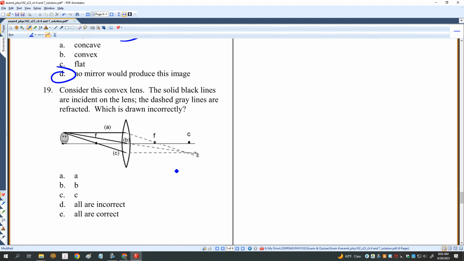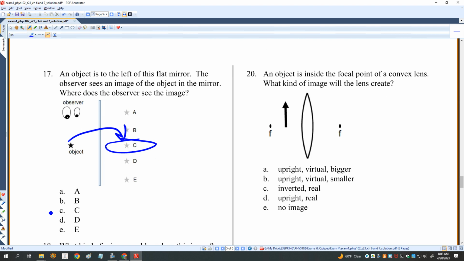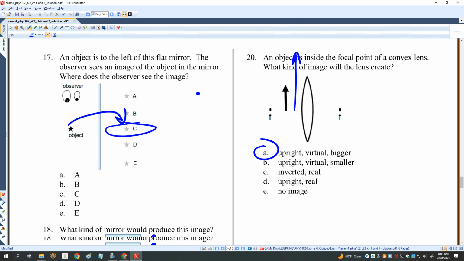Which is drawn incorrectly? Okay, that one looks right. That one looks right. And that one too. And they all cross here at the same point, so that should be a clue to you. And an object inside the focal point, what kind of image will the lens create? It's going to create an image that's bigger and upright and virtual. It's like a magnifying lens. All right, I think that's all.